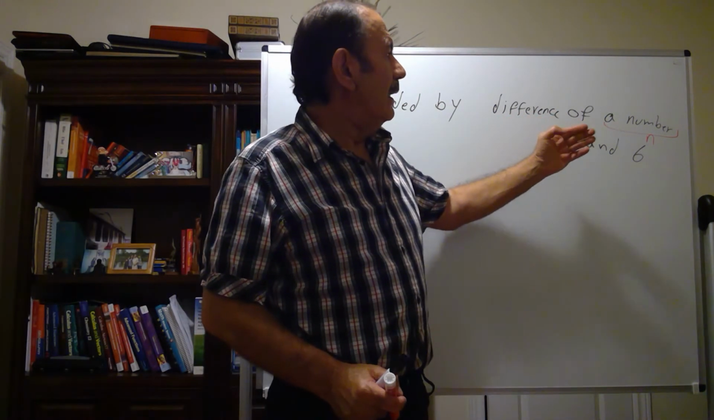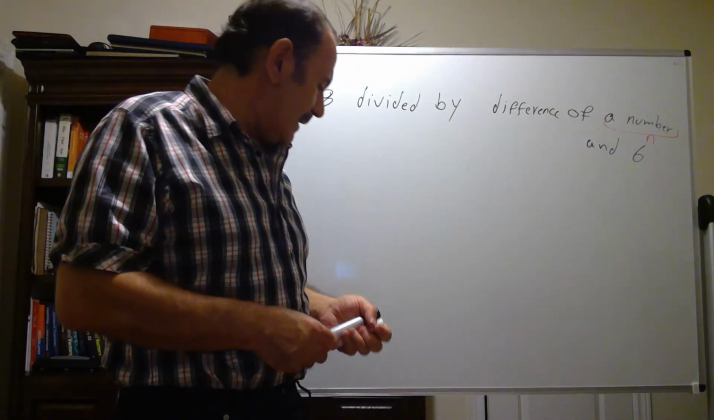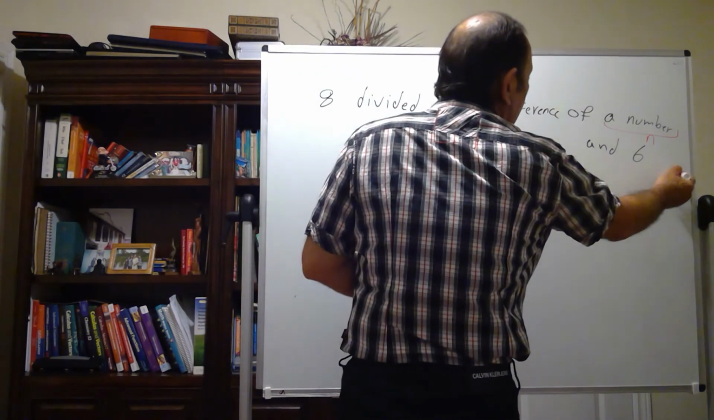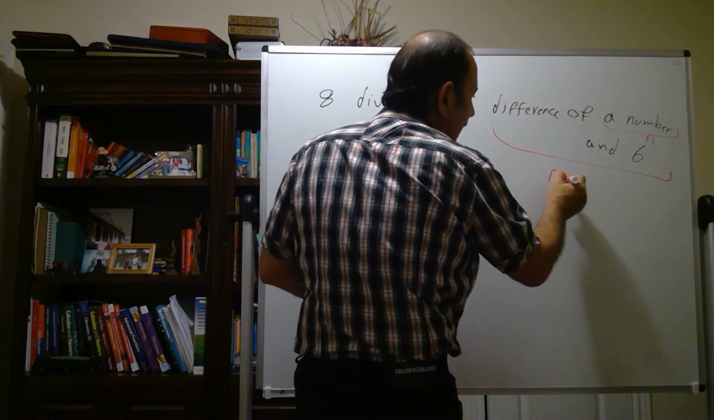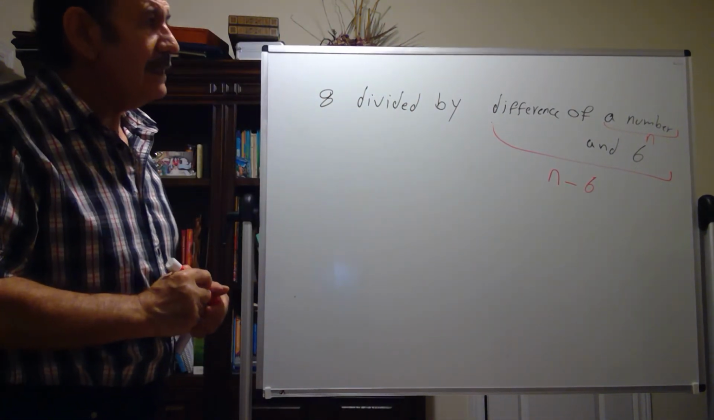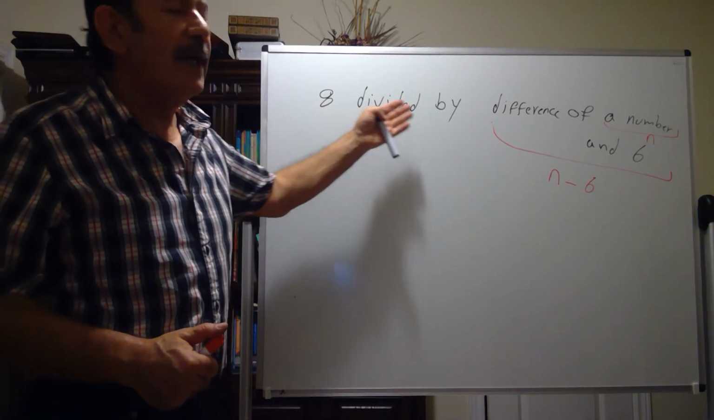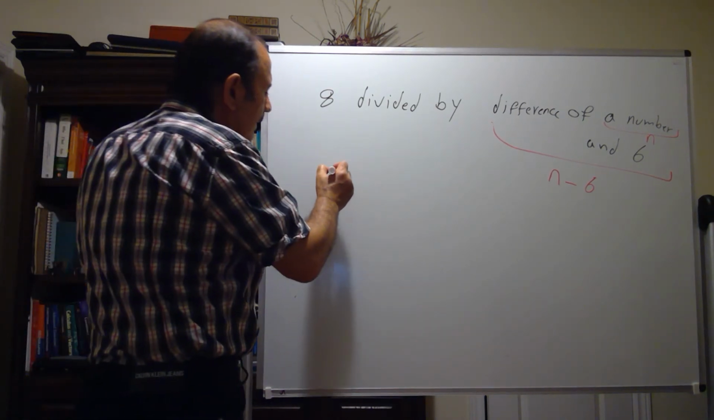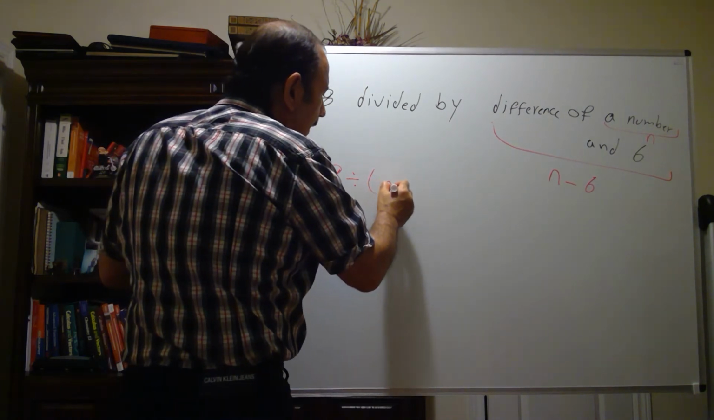Difference of n and 6. What is the result of this one? Difference of n and 6 means n minus 6. And 8 divided by n minus 6 is going to be 8 divided by n minus 6.